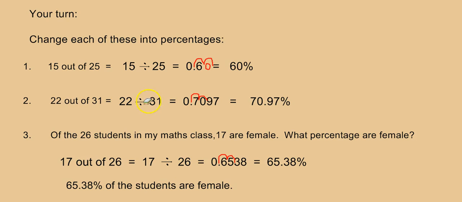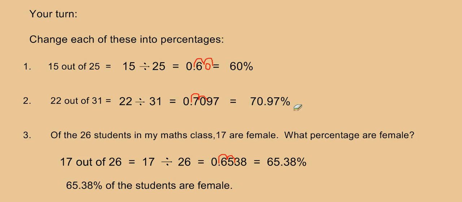Pat on the back. 22 out of 31 is 22 divided by 31. I've rounded it off to 4 decimal places. You could probably just do with 3 if you wanted to, but let's just keep it at 4 just to keep things consistent. And we move the decimal forward 2 places, piz piz, and we get 70.97%. We probably could get away with 71% there.